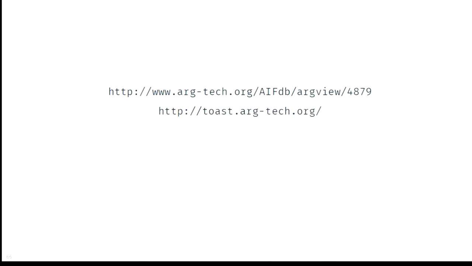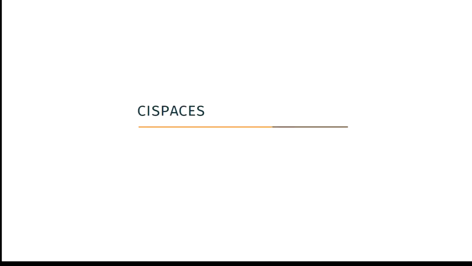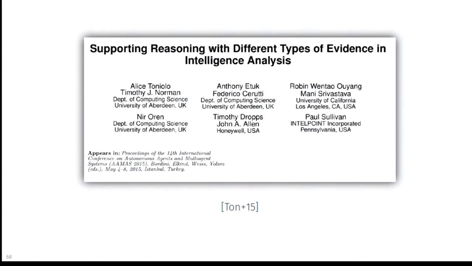So what we did in another research published in AAMAS a couple of years ago and funded by the Army Research Lab in the United States and the Ministry of Defence in the UK was the same idea behind that argument wall, but put in a computer and in a way to support intelligence analysts in their sense making.